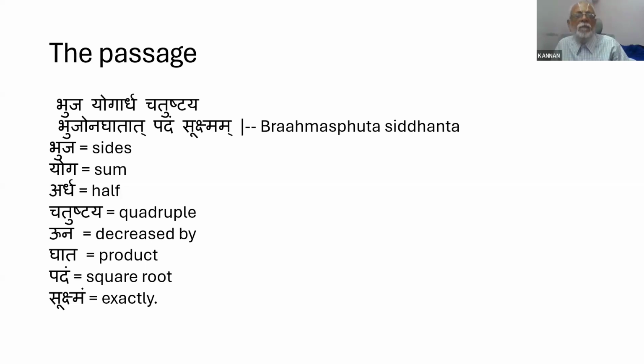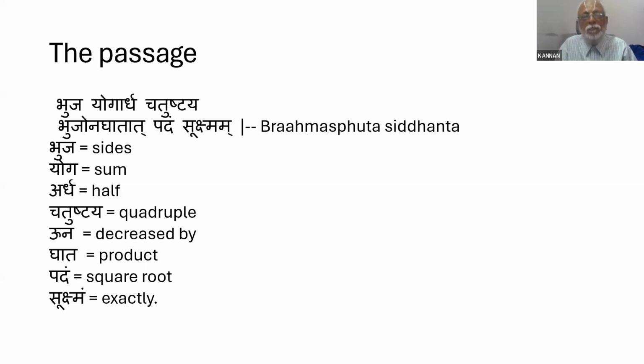Bhuja means side, for triangle or for quadrilateral or for any other polygon. Sides are called bhujas. Yoga means sum. Therefore, bhuja yoga will mean sum of the sides. That is what is known as perimeter. Ardha means half. Bhuja Yoga Ardha means semi-perimeter. Chatushtaya means 4 items. 4 items, 4 factors are taken using this semi-perimeter.